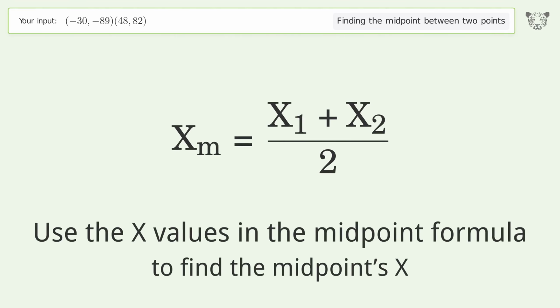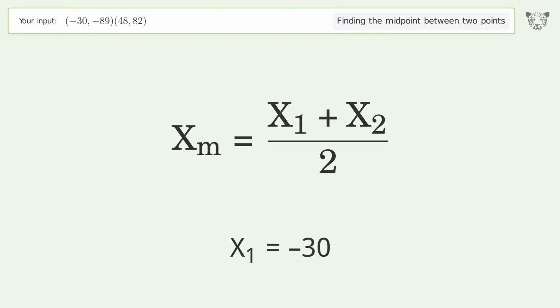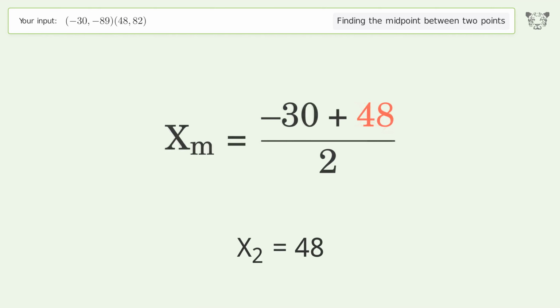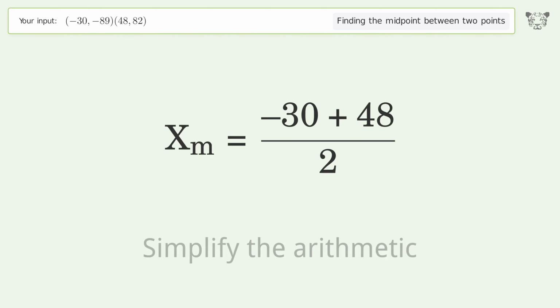Use the x values in the midpoint formula to find the midpoint's x. x1 equals -30. x2 equals 48. Simplify the arithmetic.